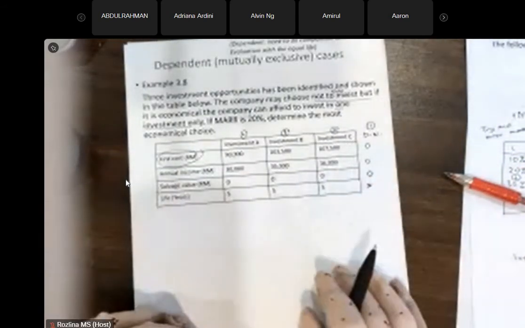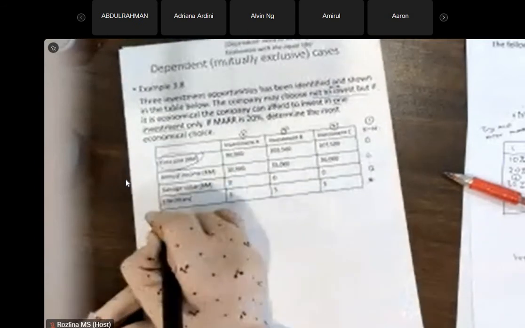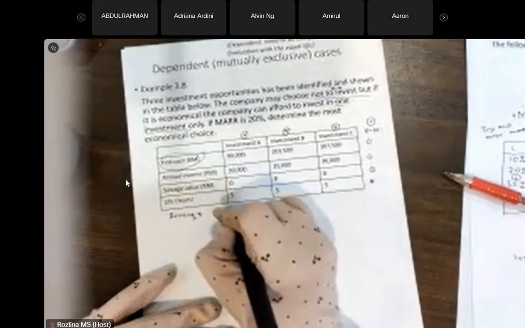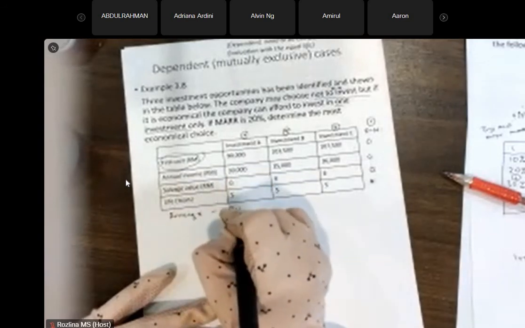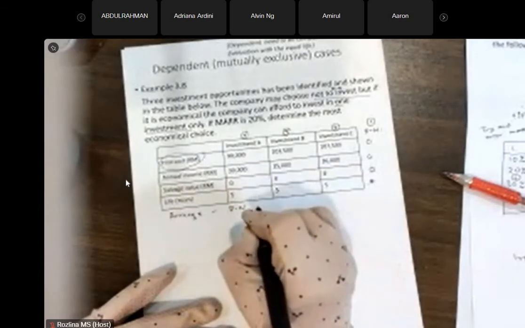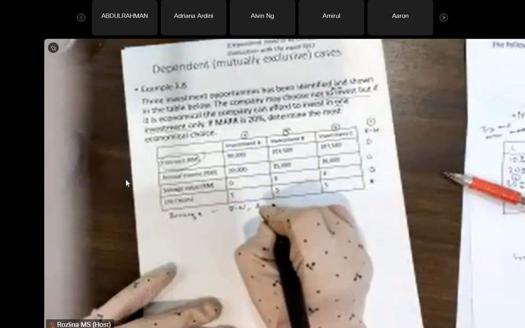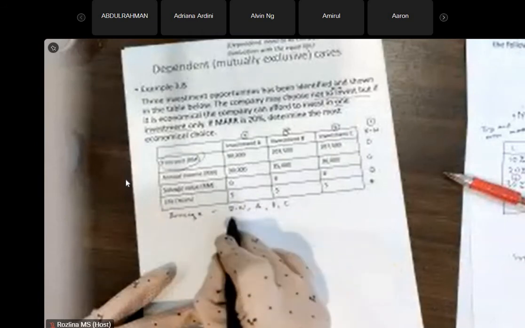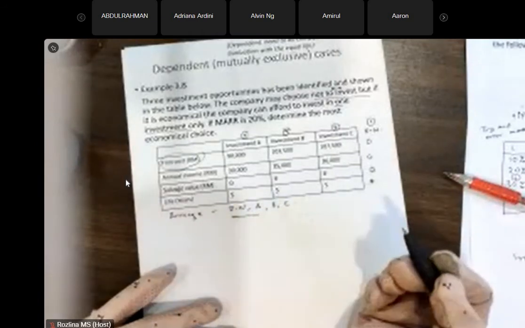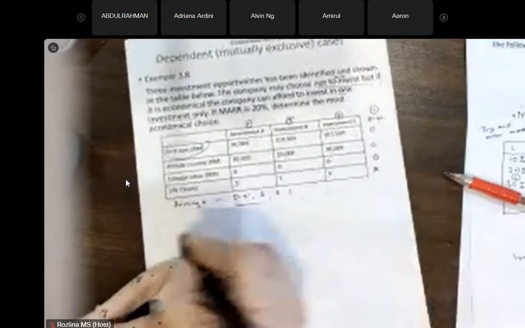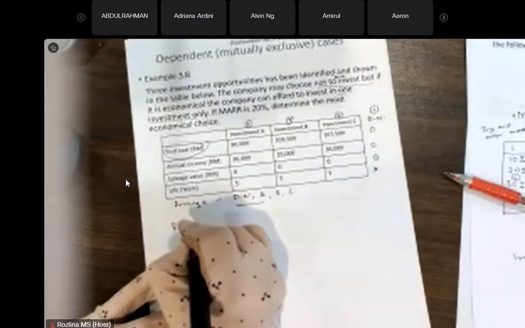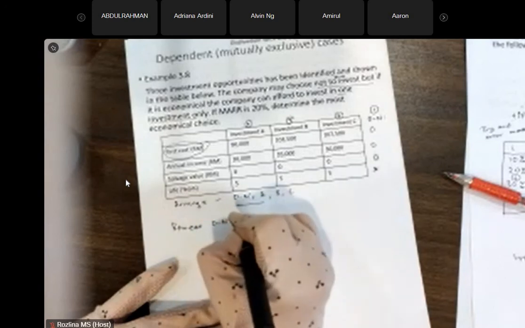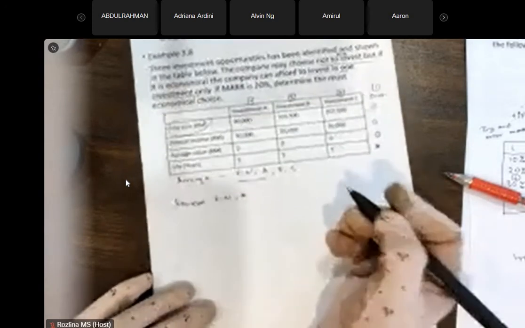So how do we do the comparison? First, arrange. Arrange is done. The order is do nothing, then investment A, investment B, investment C. We look at this one and this one first, between do nothing and A.